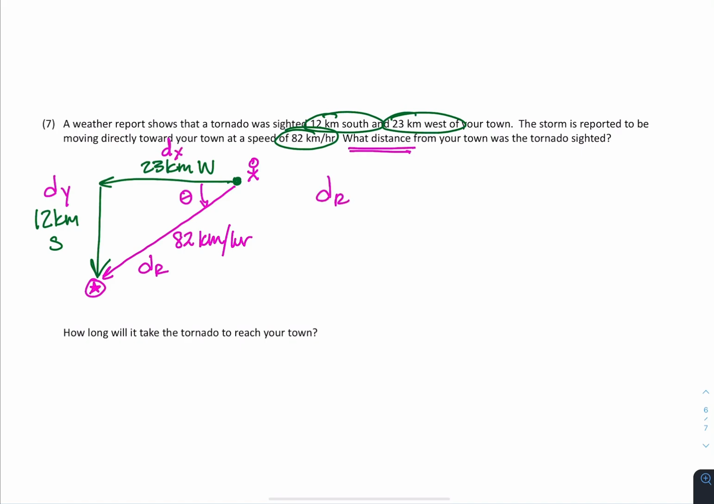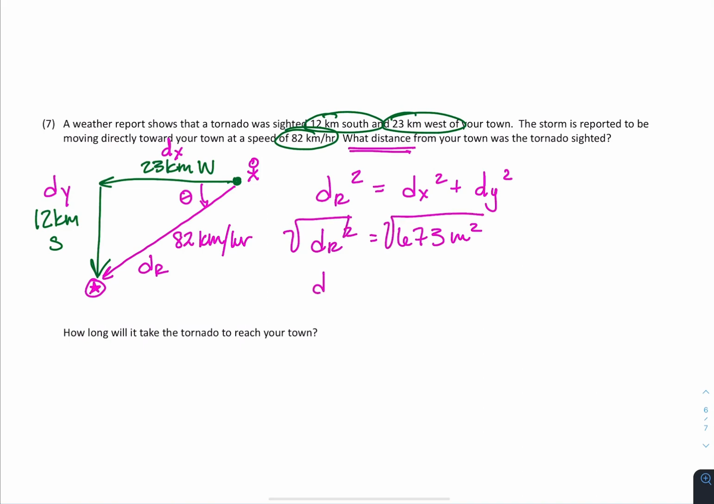This is going to be just like what we did before. dr squared equals dx squared plus dy squared. We plug in our values for dx and dy, and we take the squares of those, and we should get 673 meters squared. We then take the square root of each side, and we find that the tornado is located 25.9 meters to the southwest of our town. So this is where the tornado is.